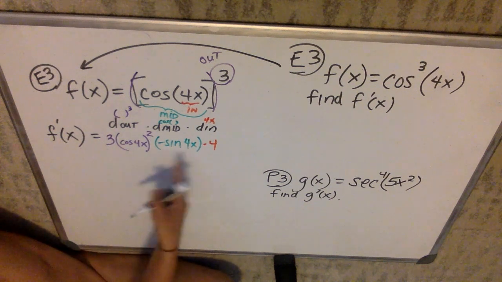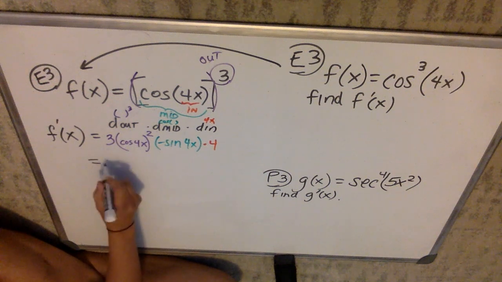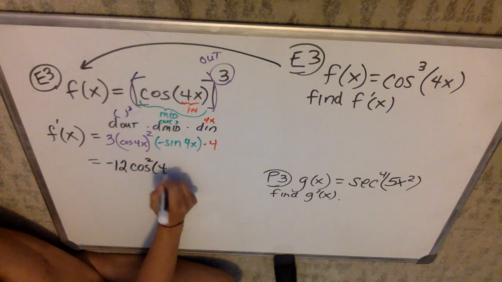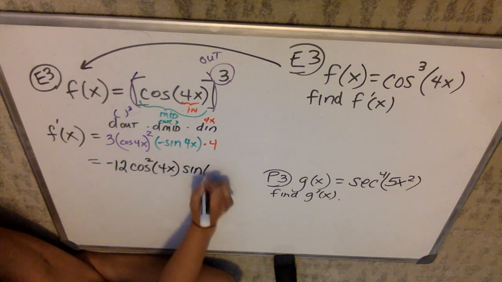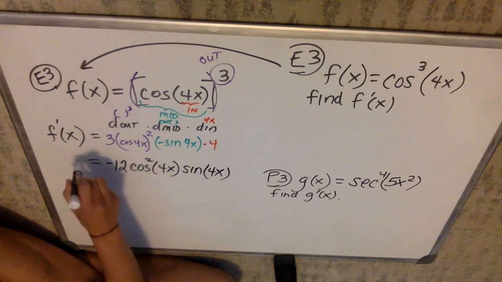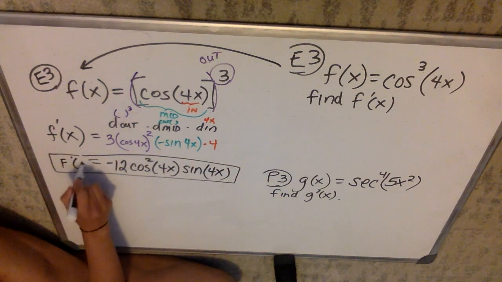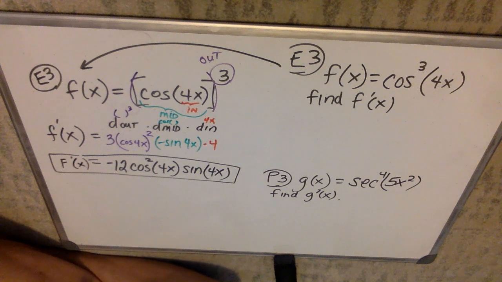That includes the 3 and the negative and the 4. So I'm going to end up with a negative 12 cosine squared of 4x sine of 4x. And you really don't have to put the 4x in parentheses. It's implied that the whole 4x is included, but that's the gist. I'm sure there's other acceptable ways to write that, but that's sort of the easiest way.